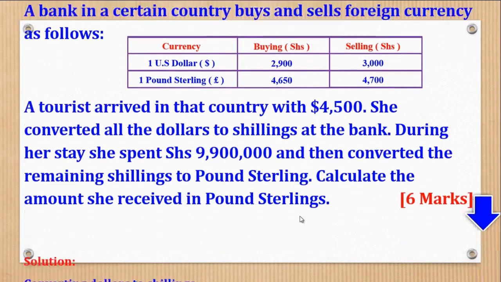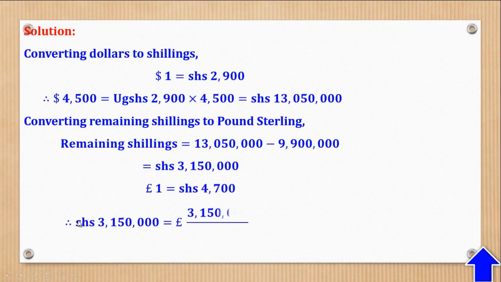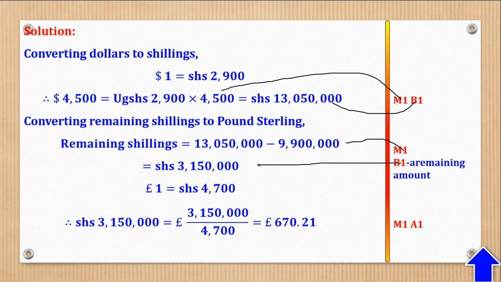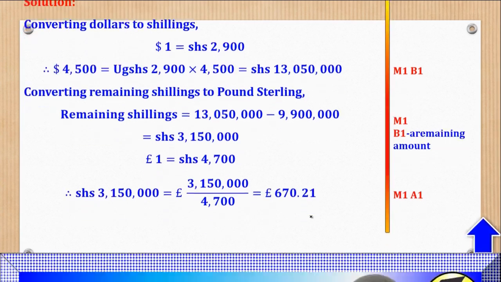So we shall come here and say that therefore shillings of 3.15 million will be equal to 3.15 million over 4,700 to come up with 670.21 pounds. So basically that's what they wanted, and now let's see how marks can be awarded. M1 is for this multiplication and B1 is for this output. M1 is for this subtraction and B1 is for this remaining amount. M1 is for this division and A1 is for this output. So basically that's how the marks could be awarded.